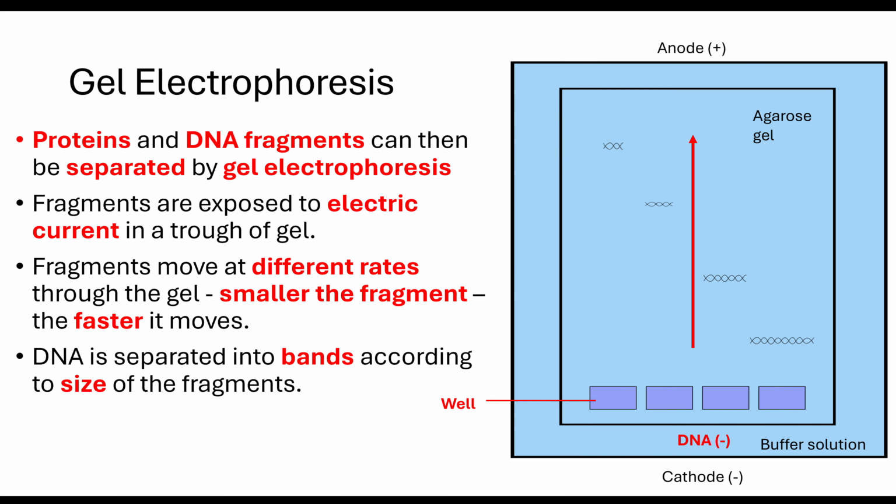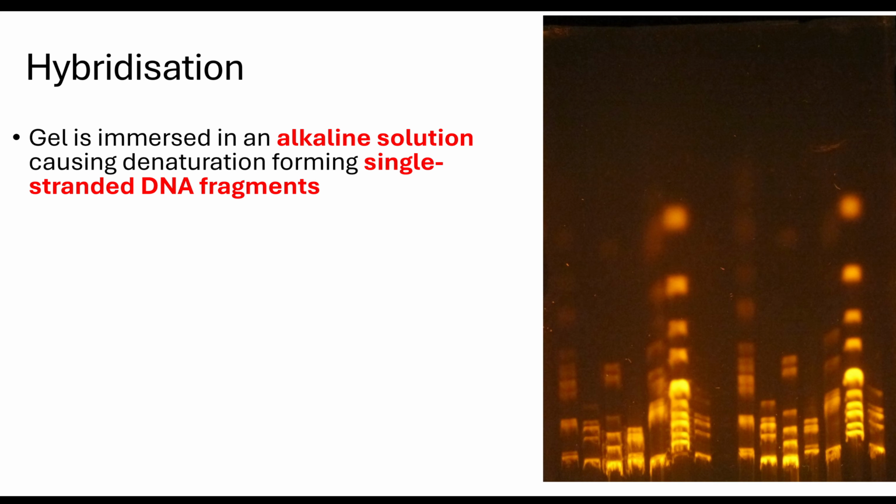We only want them to be separated based on their size. So we would need to ensure that we are affecting it looking at the size of the fragments. So what would we then do? Well, we want to visualize them, and the only way we can visualize them is by doing what's known as hybridization.